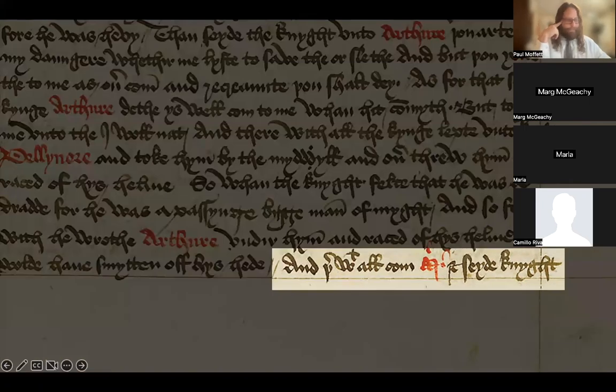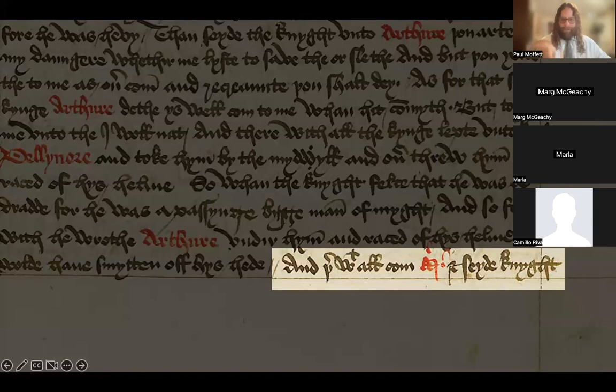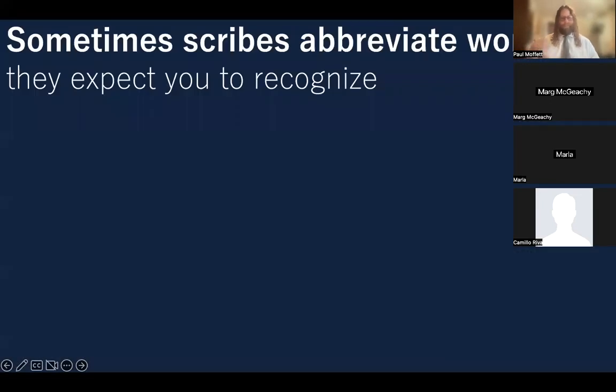That is, "and therewithal came Merlin and said knight." And you notice Merlin is abbreviated. You can notice the therewithal is also abbreviated, it doesn't look like it says therewithal, because that is an abbreviation. Sometimes scribes abbreviate words they expect you to recognize. Unlike the red letters, that's an extremely common feature of medieval manuscripts.